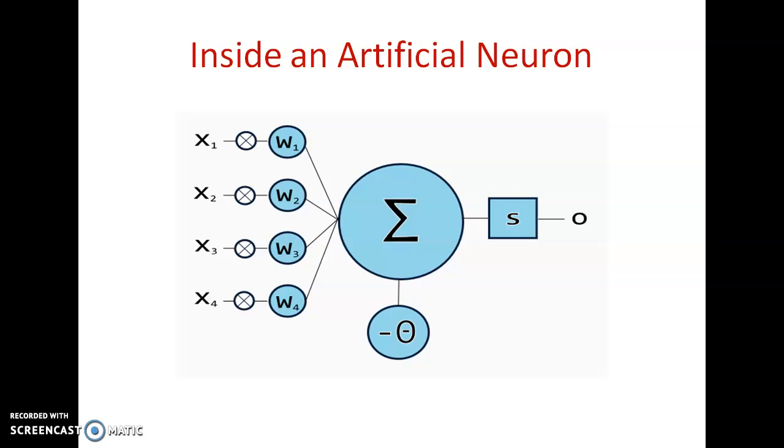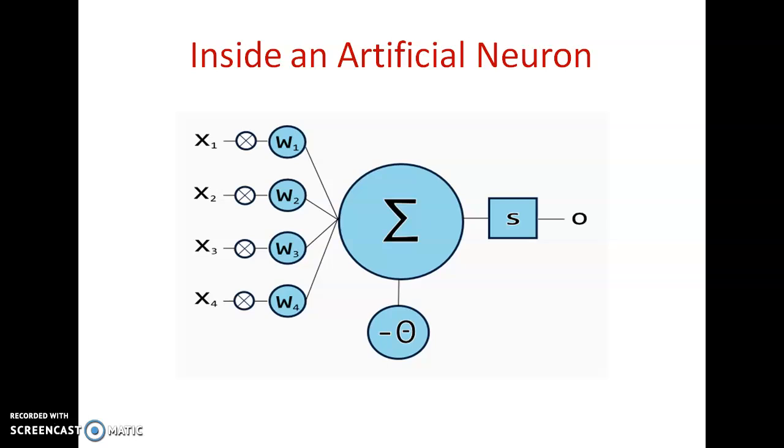Inside an artificial neuron, what are the parts needed to carry out an artificial neural network? In this picture, x1, x2, x3, x4 are the inputs passed through the respective layer to the weights. W1, W2, W3, W4 are the weights. The inputs are processed with the weights, and finally all of them are calculated as a weighted sum. I can denote this with sigma. This sigma is nothing but the weighted sum.